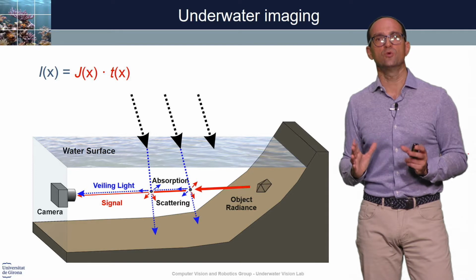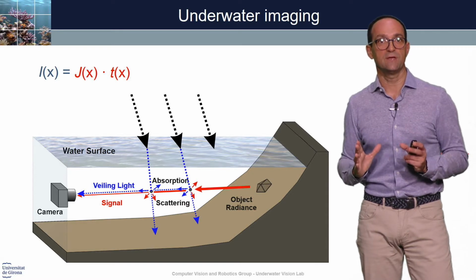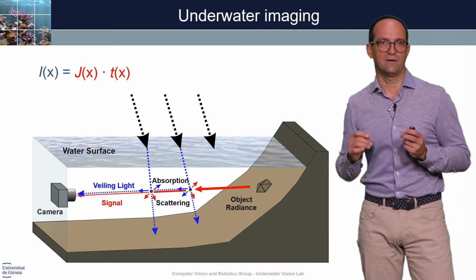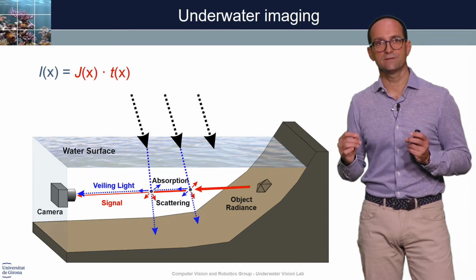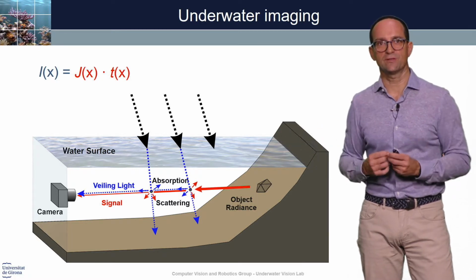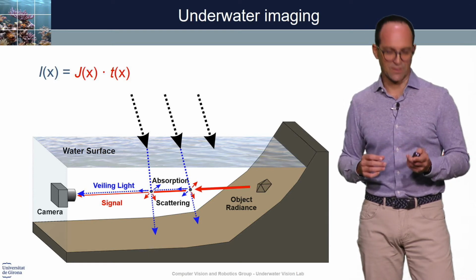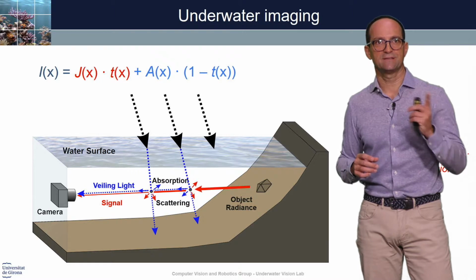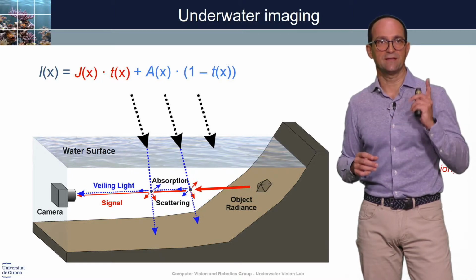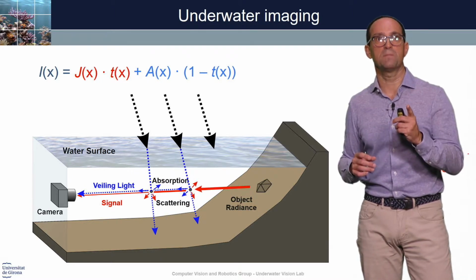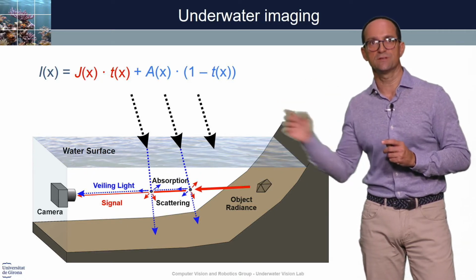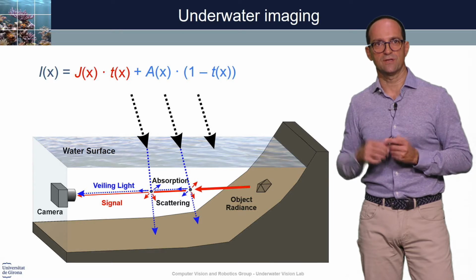What I want to do when I process images underwater is to get rid of the blue component and try to recover the red component, the object radiance. Okay? So basically, what I get in my image is not J(x) times T(x), but I get the radiance times the transmission plus this airlight times another factor, that is 1 minus the transmission factor. Okay, so this is weighted.